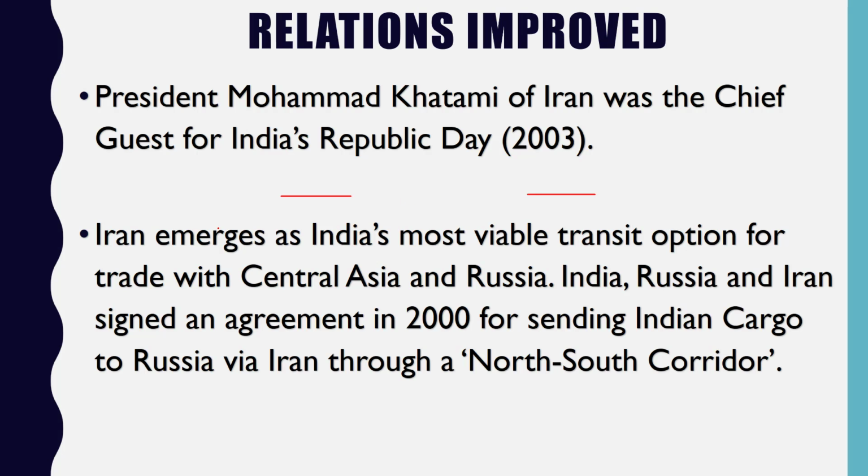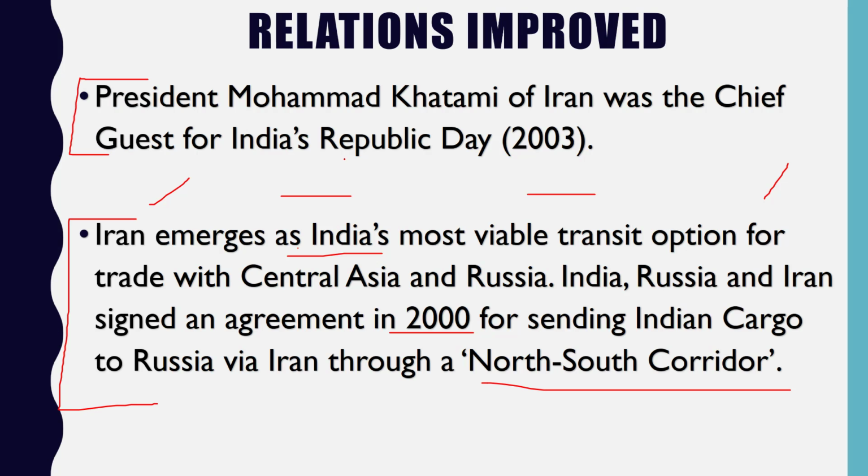India also knew that if India wants to expand its trade routes to Central Asia, Russia and Europe, then Iran will be very important in that dream project. And that's why in the year 2000 or 2001, both the governments started talking about the North-South Corridor. And of course, the Chabahar Port.